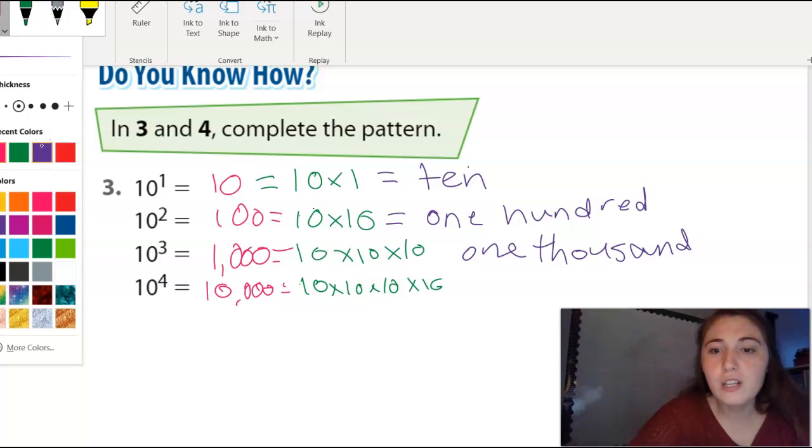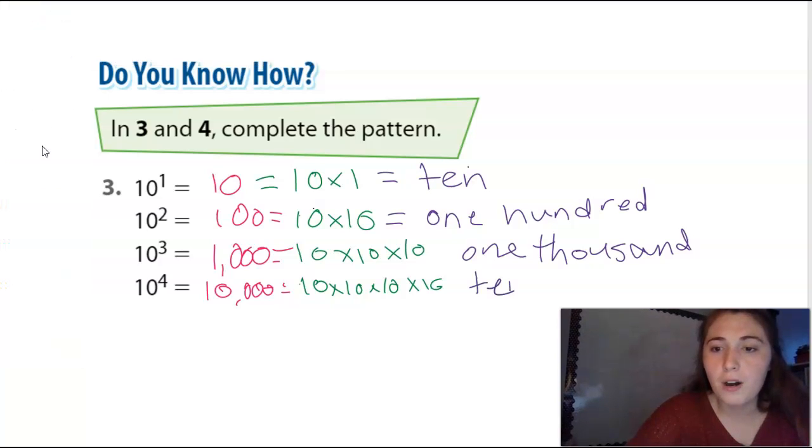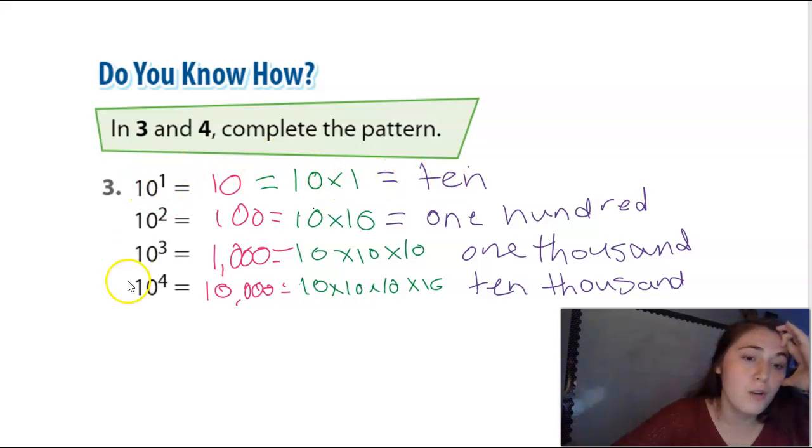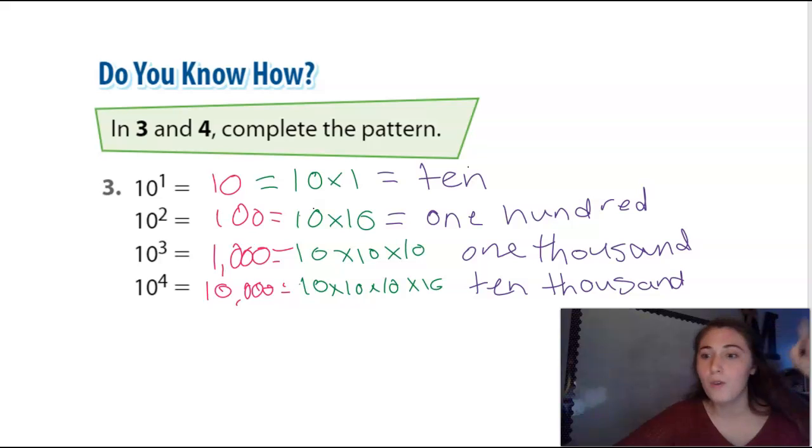So for each of these, we showed our number in 4 different ways. We showed it in standard form, which is our number. We showed it in exponential form. We showed it in expanded form, and we showed it in words. So now we're going to do the same with another problem.